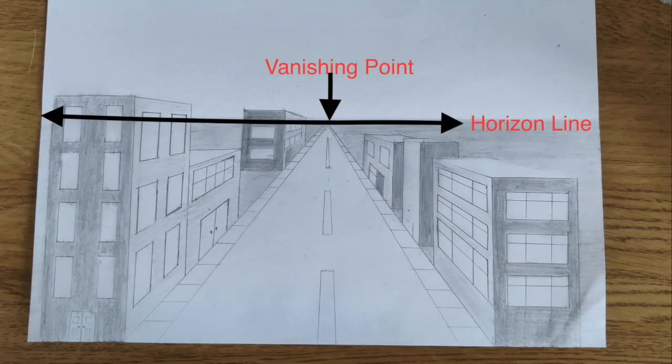Remember, the horizon line is as far as your eye can see, and the vanishing point is where everything disappears into the distance.